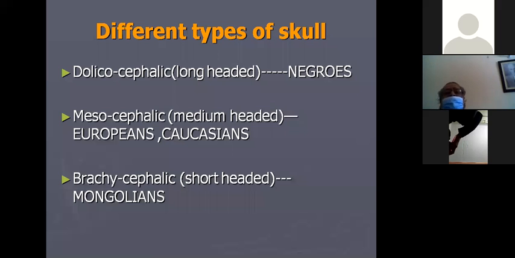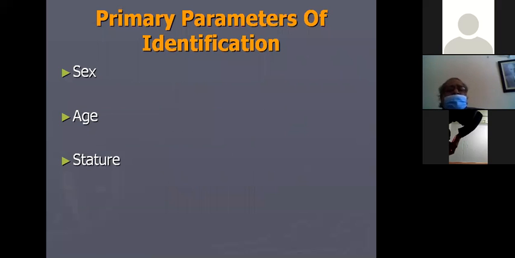Primary parameters of identification are sex, age, and stature. In the next lecture, we will talk about sex and age. Thank you.